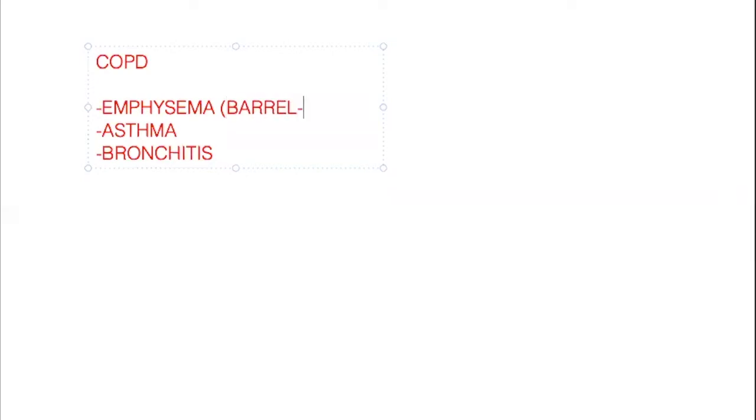COPD, chronic obstructive pulmonary disease, is more of an umbrella disorder. It includes emphysema, asthma, bronchitis. With emphysema, a characteristic trait would be the barreled chest. Asthma is wheezing. Bronchitis comes on and off.